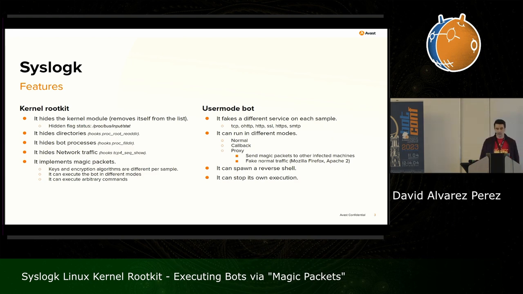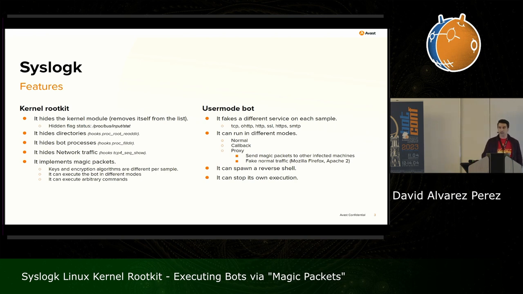And on the other hand, the user mode bot that is hidden by the rootkit implements different protocols or different services per sample, allowing the attacker to connect to it, and it can run in different modes, as we already mentioned. It can run in normal mode. I mean, it simply handles a command from the attacker. It can run in callback mode. I mean, it gets subscribed with a callback to the socket, and in case the socket changes its state, it gets the command and executes the command in a loop. So in callback mode, it executes multiple commands.